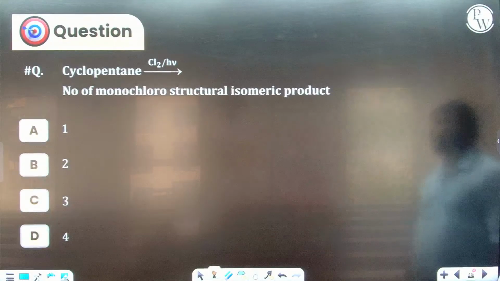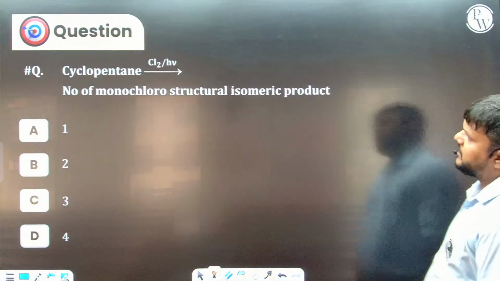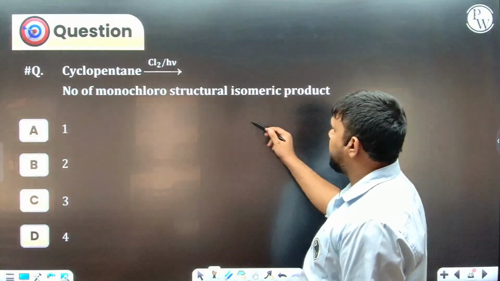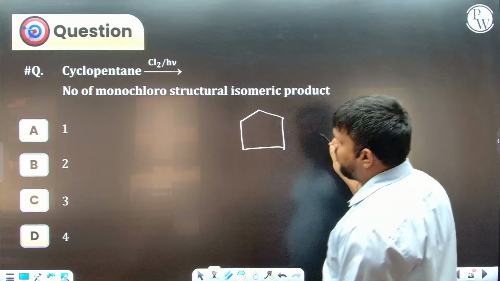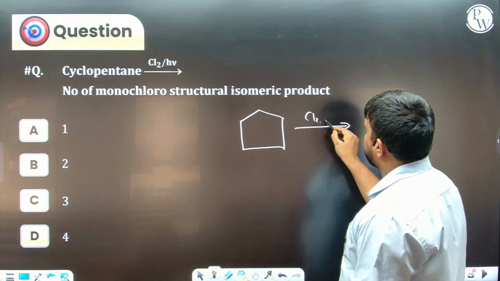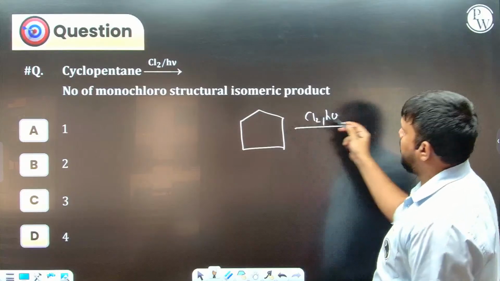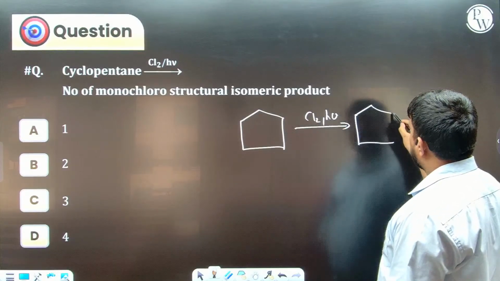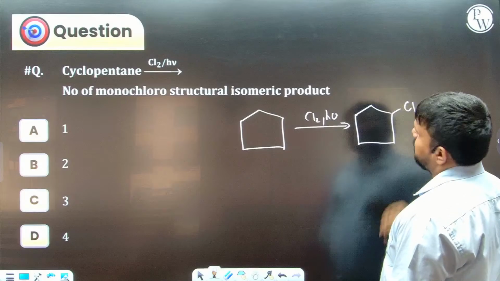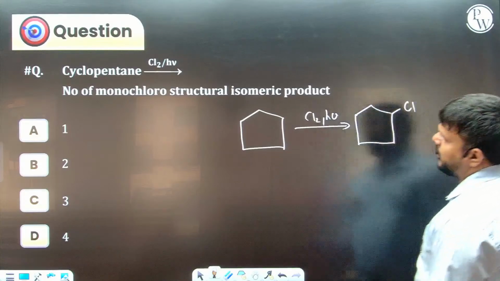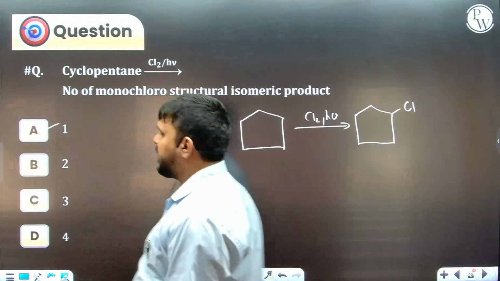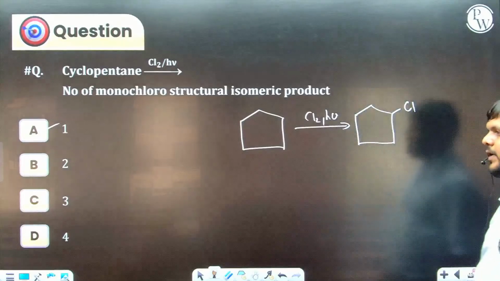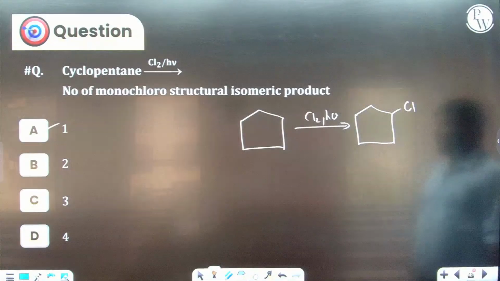next, cyclopentane with Cl2 and H nu, number of monochloro structural isomeric products. So in cyclopentane, you can see all the positions are the same over here, Cl2, H nu. So we are getting only and only one monochloro structural isomeric product over here, because all the positions are the same, and that's why only one position of hydrogen is there, and so we will get only one monochloro product over here.